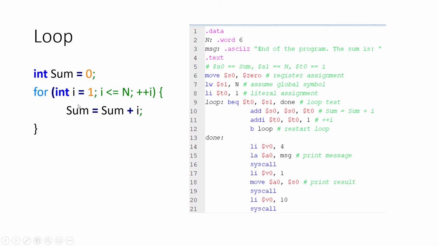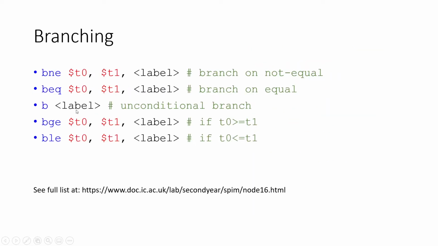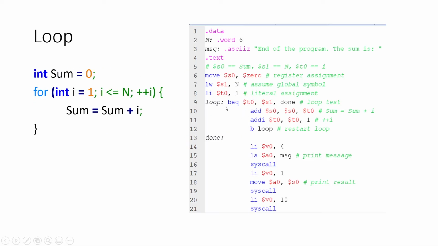So let's see a very simple example. In this case, we're going to use loops. How can we implement a loop? We're going to combine the branches and also the loop, by using this unconditional jump. This is our loop part.